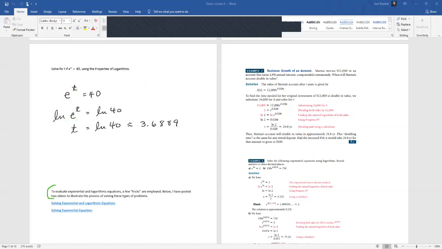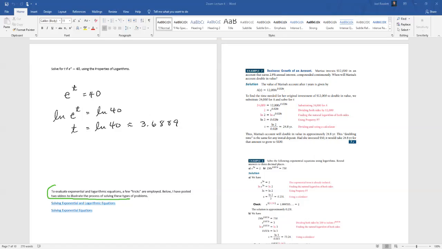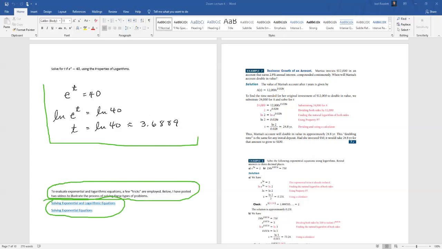It says to evaluate exponential and logarithmic equations, a few tricks are employed. Below, I have posted 2 videos to illustrate the process of solving these types of problems. I'm going to post these notes in D2L, and I encourage you to watch both of these videos to figure out the tricks to solve exponential and logarithmic equations. This was the solution to an exponential. And again, in order to undo an exponential, I used a natural log. And in these videos, they would show you how to do the opposite as well.